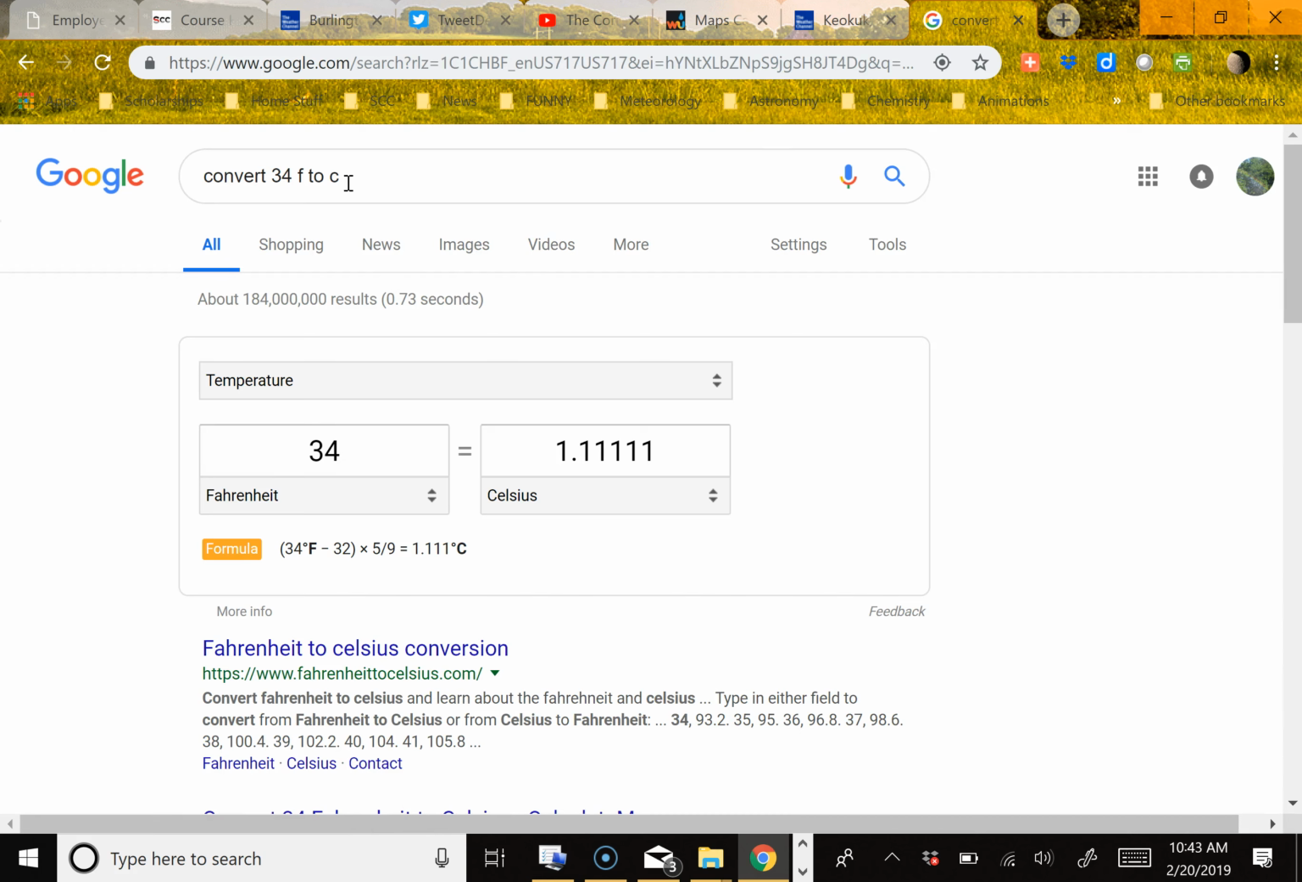So 1.1 degrees Celsius. That's the actual thermometer temperature. Wait, yeah, and it feels like it's 27. So this is thermometer, this is feels like. Gosh. All right. So negative 2.7, 2.8 degrees Celsius. And the wind was 9.